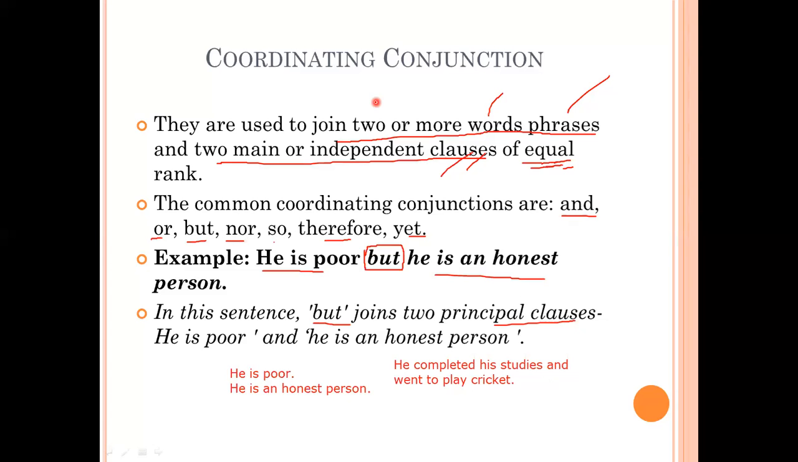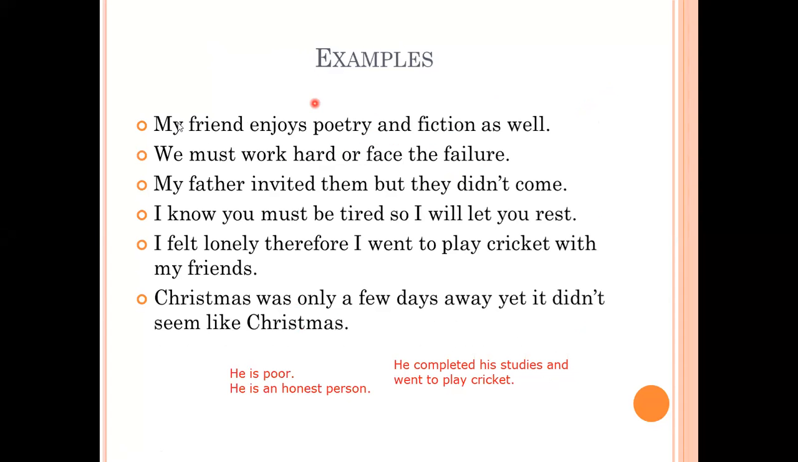Then let's go. We are going to see another type here, and here are other examples of coordinating conjunctions. My friend enjoys poetry and fiction as well. Can you tell me which conjunction is used here? And. Yes, and. Here, enjoying poetry, enjoying fiction, two clauses. We must work hard or face the failure. Which one is here? Or. Yes, that's right, Sakshi.